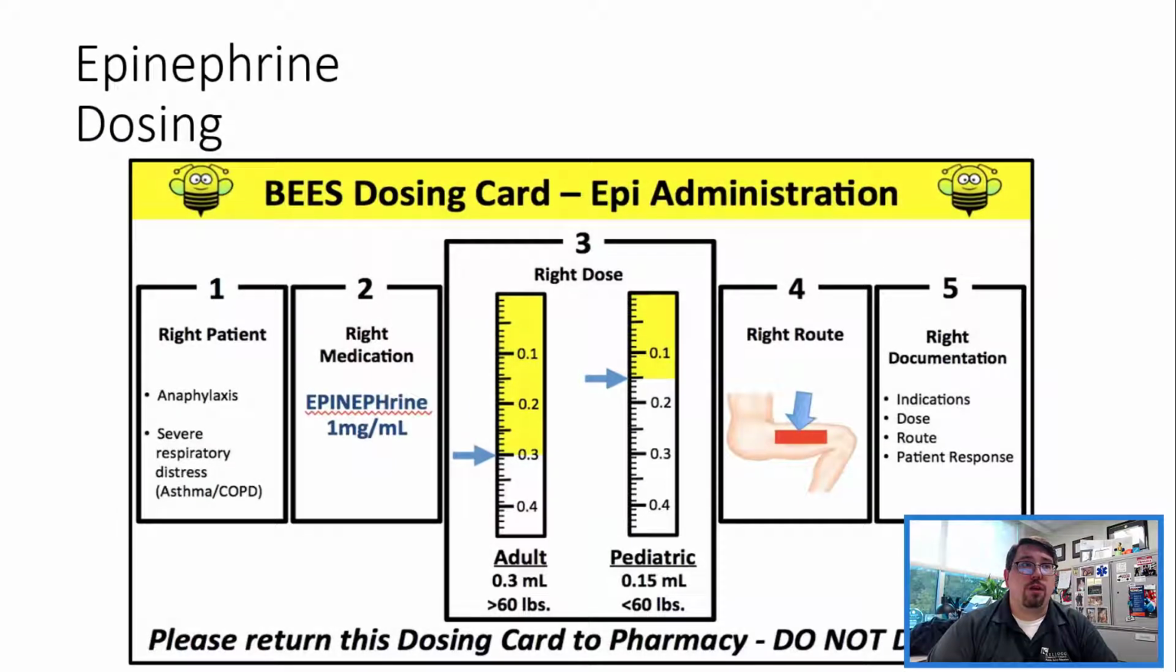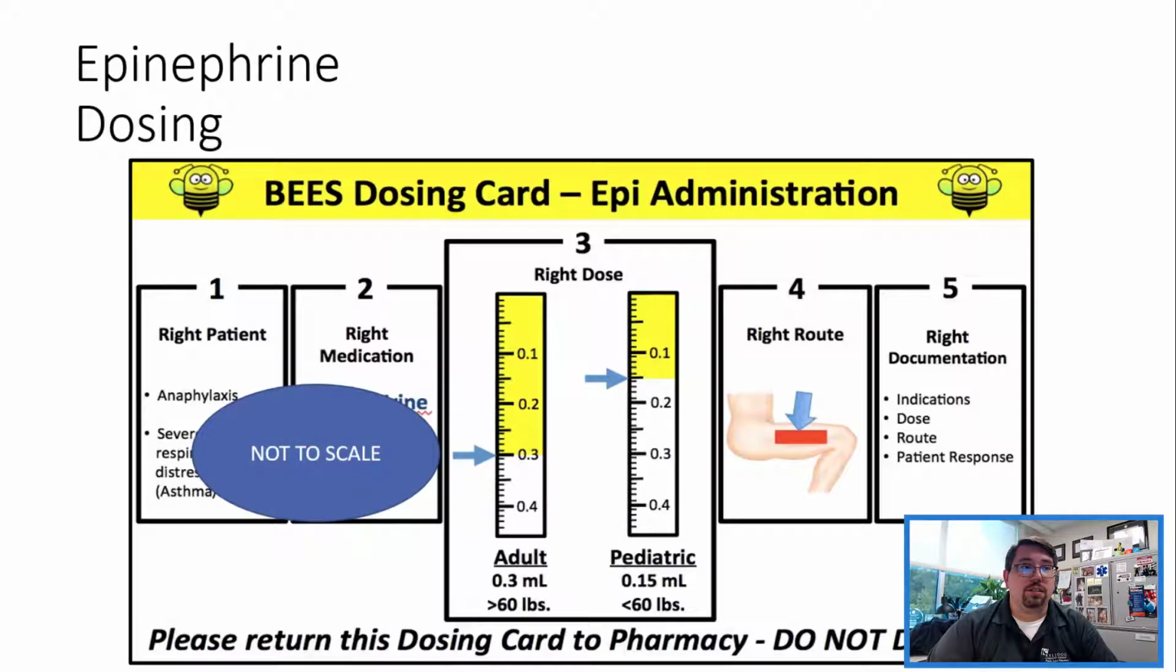When it comes down to our administration of epi, or epi dosing, we should be utilizing our BLS dosing cards for epi administration. Here you can see that it identifies the 5 rights for administration of a medication, including right patient, right medication, right dose, right route, and right documentation. You can see here that, first, this is not to scale, but our adult dosing is going to be 0.3 milliliters if they're greater than 60 pounds. For pediatric patients, you're going to see 0.15 milliliters, or half of our adult dose, for those that are less than 60 pounds.